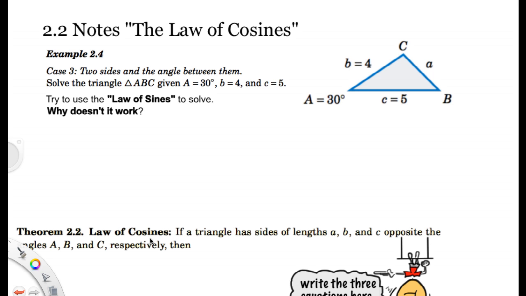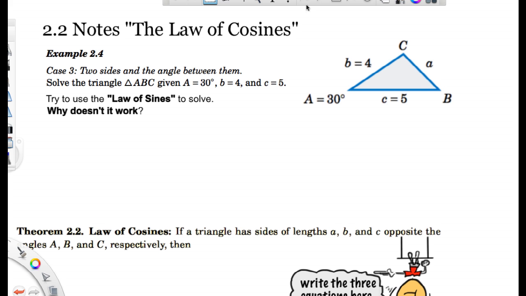2.2 Law of Sines. Okay, so let's look at the next example. We are given two sides and the angle between them, and let's first see what happens if we try to use the law of sines here, and maybe you'll understand why we have another one.